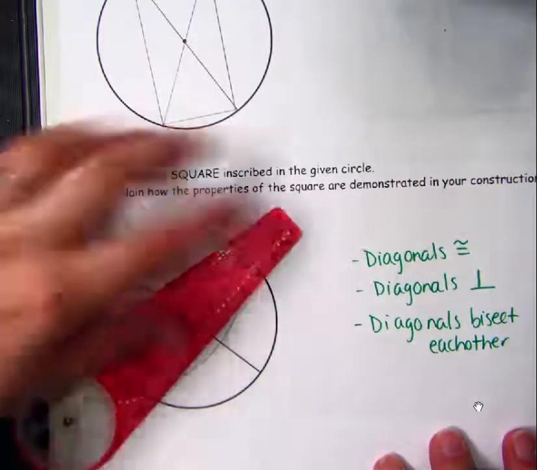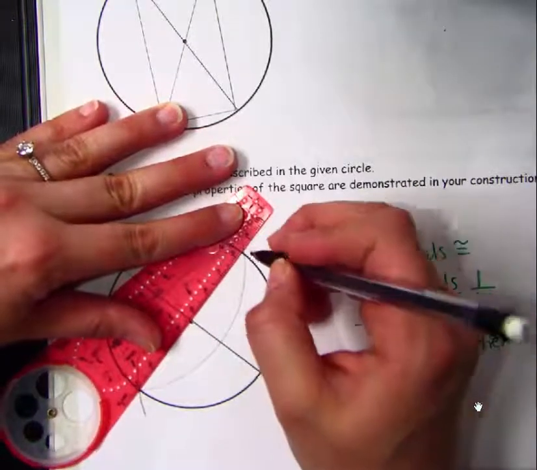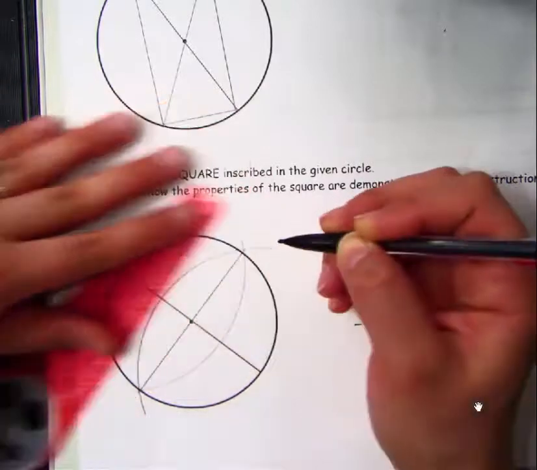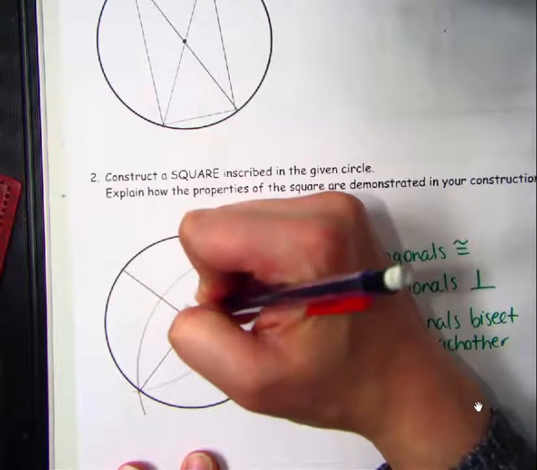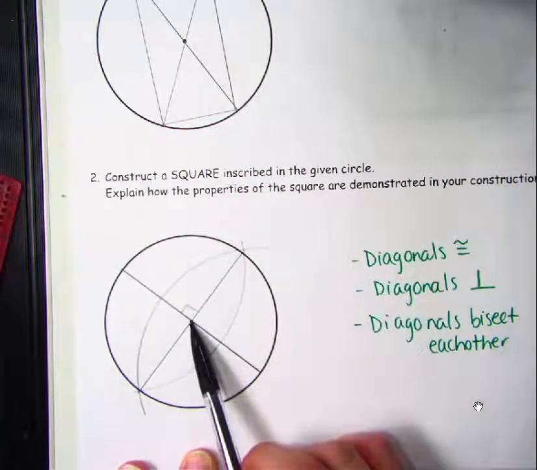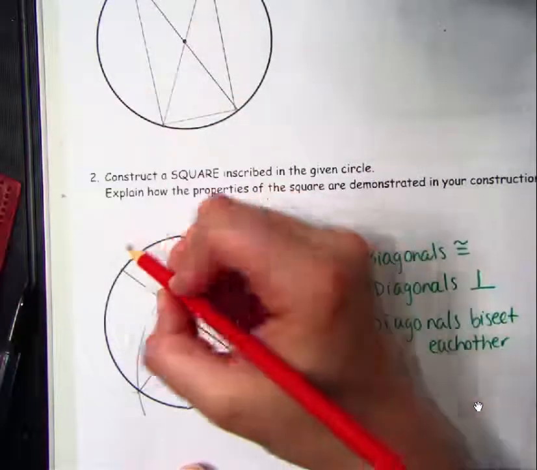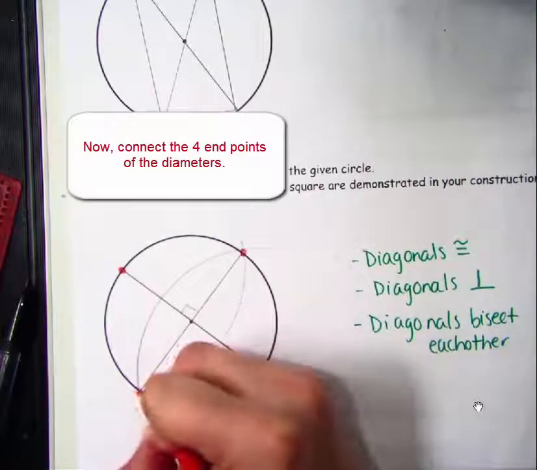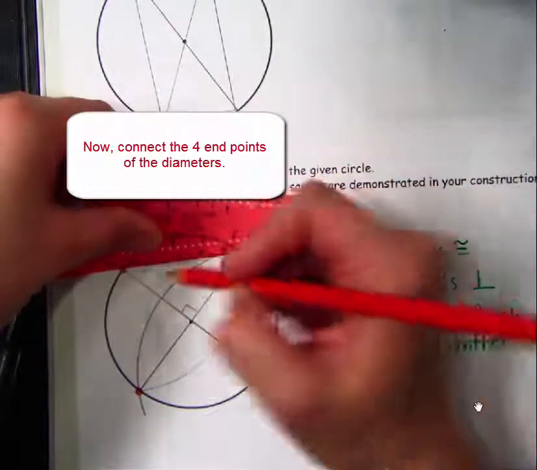Now I can go ahead and draw the other diagonal. So those two diagonals are perpendicular and they cut each other in half. So here's where your square comes in. Your square is going to be on the four corners of those diagonals. Connect with a straight line.